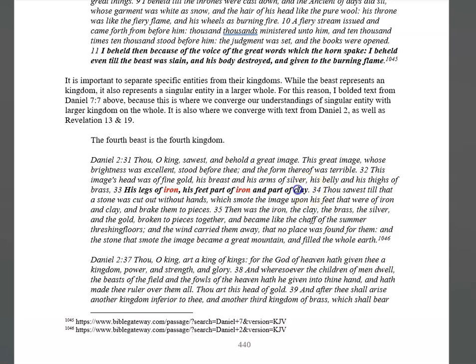So essentially, when this 4th kingdom arises, which is legs of iron and feet of iron and miry clay mixed together, that's going to exist until thou sawest, till that a stone was cut without hands, which smote the image upon his feet, that were of iron and clay, and break them to pieces.